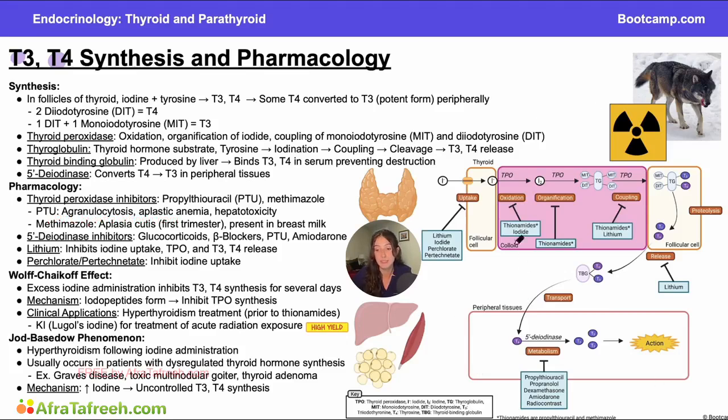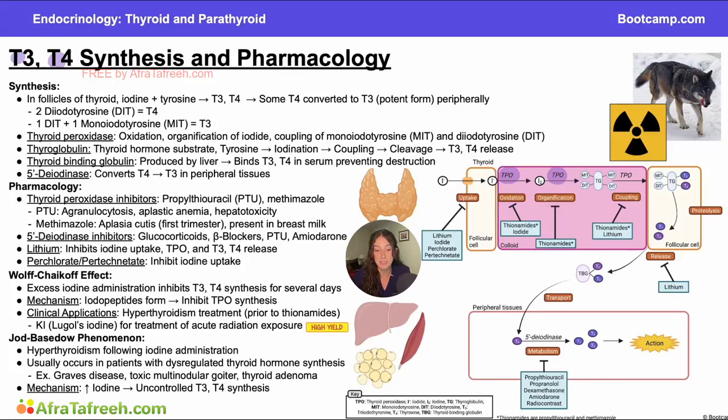First, I want to orient you to this image over here. This image will help us understand the production of our thyroid hormones. So first we have iodine. Iodine is going to be taken up and entering into our thyroid cells. Once inside our thyroid cells, thyroid peroxidase enzyme is going to be a really key player here that is going to be oxidizing and organifying our iodine.